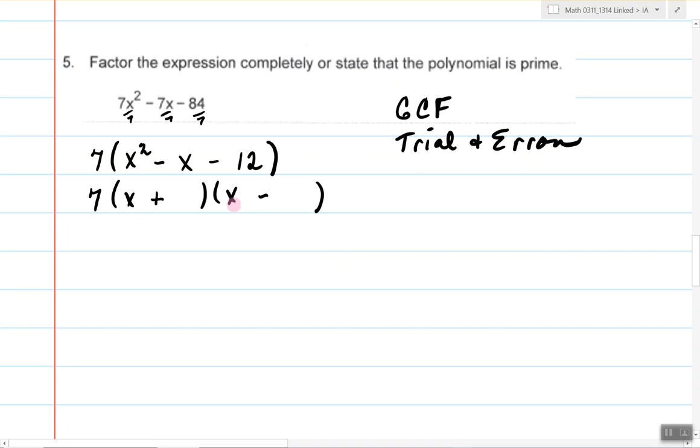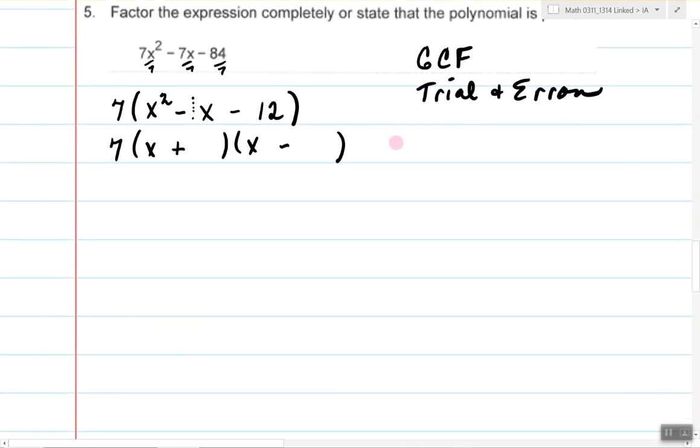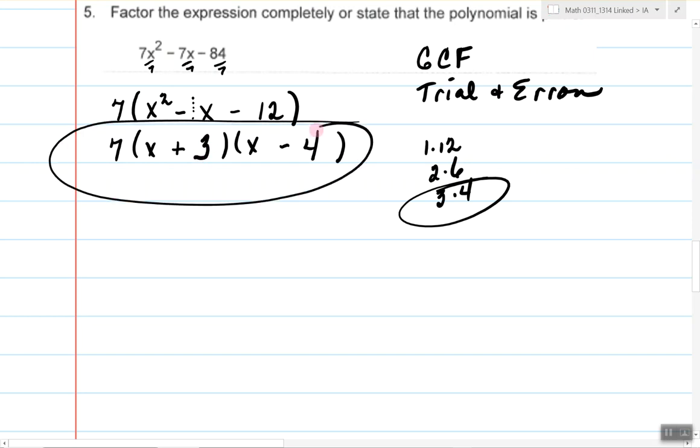I need x and x. Because the outer and the inner signs are different, I'm looking for factors of 12 that have a difference of an implied 1. So is it 1 and 12, 2 and 6, or 3 and 4? And it's 3 and 4, and you put the larger factor where the sign of the middle term is. So the 4 goes here and the 3 goes here. You must include all of that as your factorization.